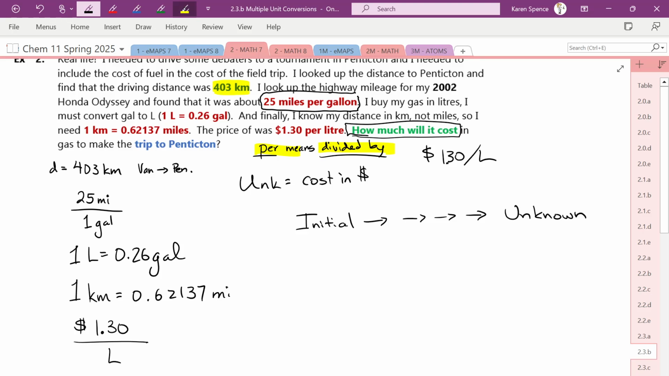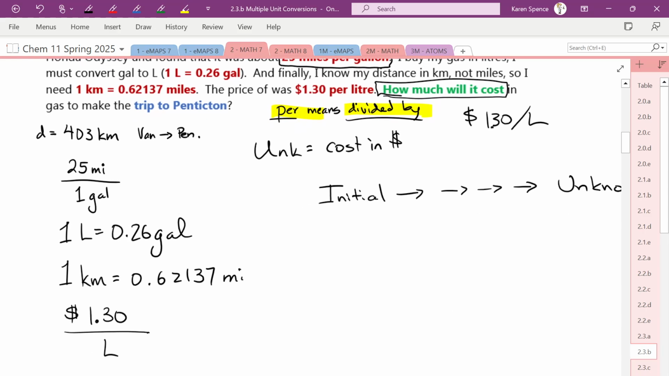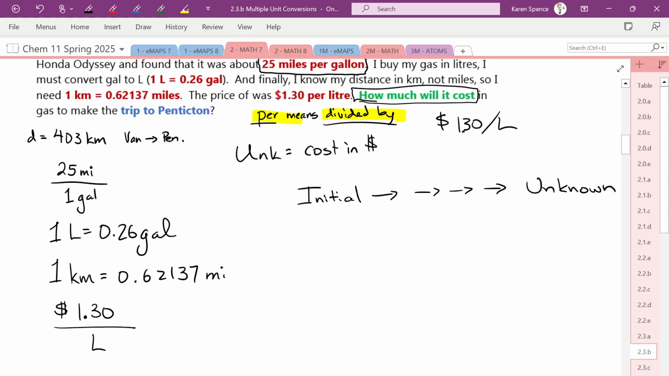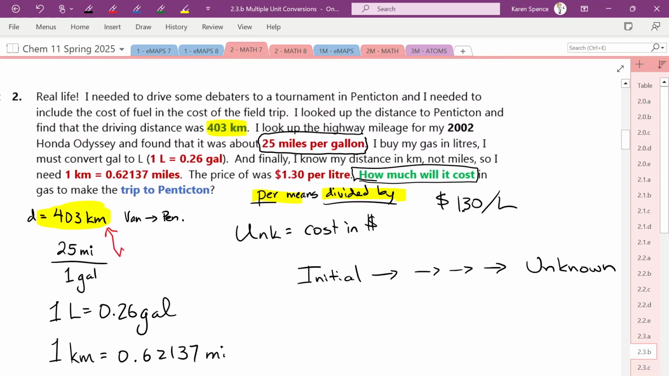Which of these numbers should be my starting number? The 403 kilometers, okay? If you're like, how do I know that? Well, for one thing, it doesn't look like a conversion factor, does it? Conversion factor is always one thing over another thing, and that one does not look like that. So that means that is your initial quantity. Also, you can say, how much does it cost to make the trip to Penticton?